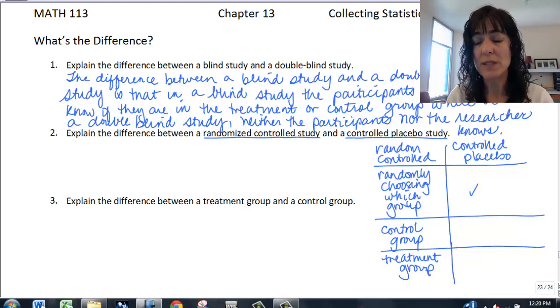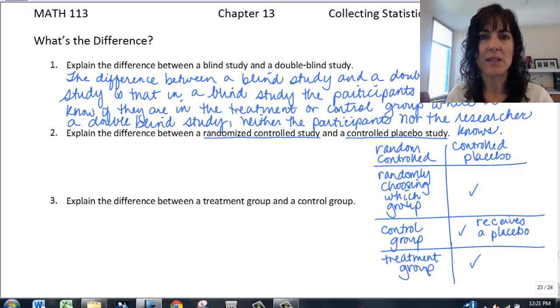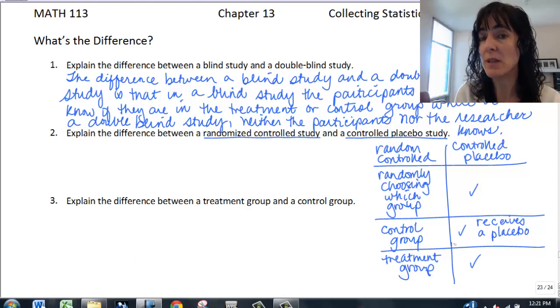Now for a controlled placebo group, they have also a treatment group and they have a control group, and their control group receives a placebo. And that would be in the case of a particular medicine. You would give half of the people a fake inert ingredient, like a sugar pill, and then the other half would get the actual pill. And that would be a controlled placebo study. Okay, so the big difference is the control group receives a placebo. The other things seem to be the same.